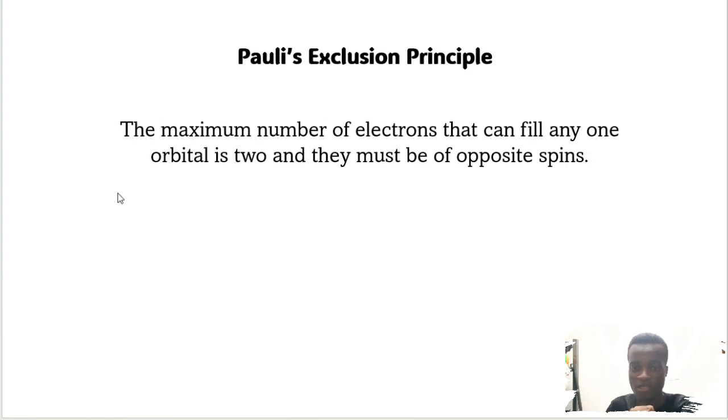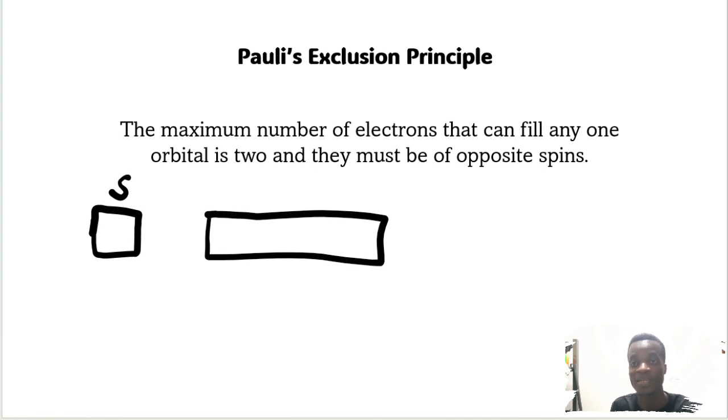Pauli's exclusion principle states that the maximum number of electrons that can fill any one orbital is 2, and they must be of opposite spins. So how many orbitals do we have? Let's say we have talked about the s orbital. I say it's going to be a box. For the p orbitals, we say p is a degenerate orbital. We explained that in the previous session.